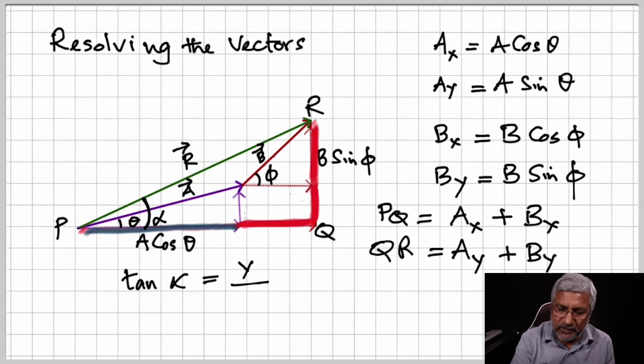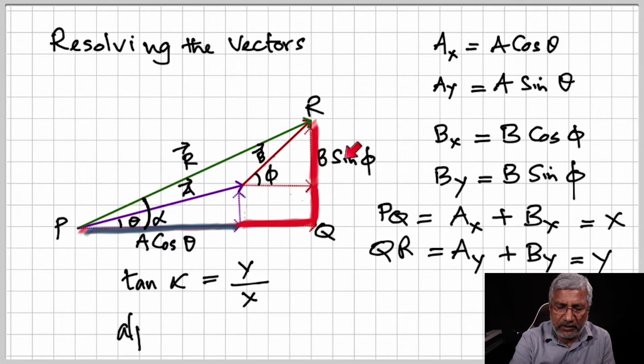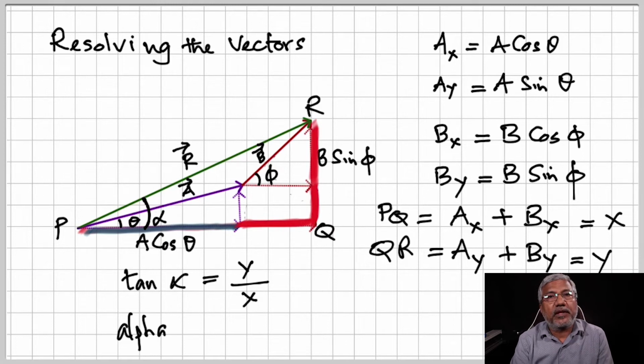How do you find that? Use tan alpha. Tan is opposite by adjacent. So you get this whole thing divided by this whole thing. Okay? And that's alpha. Remember, tan alpha. So when you find the resultant, you not only have to find the magnitude of the resultant, you also have to find the angle that the resultant makes with the x-axis.